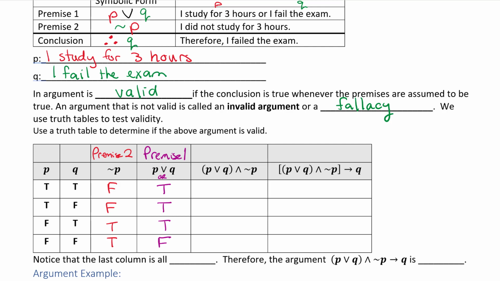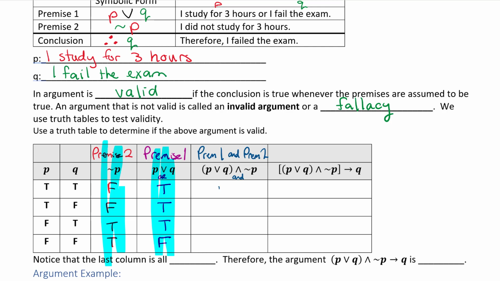Now that I've got premise 1 and premise 2 organized, I actually have to take premise 1 and premise 2. Because to test for validity, we have to make sure that premise 1 and premise 2 are both assumed to be true, so that's an and, or a conjunction. I am going to take the second column and the third column. Those are the ones I'm focusing on, and I am going to do a conjunction between them. For and, a conjunction is true only when both are true.